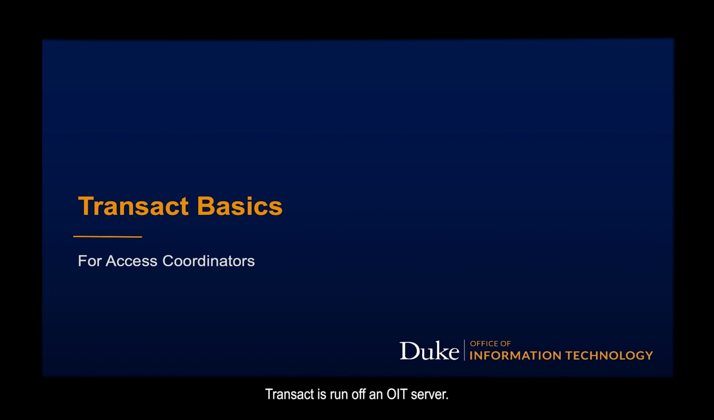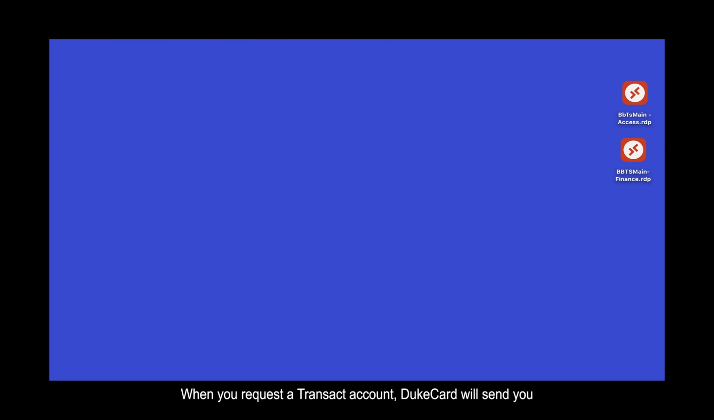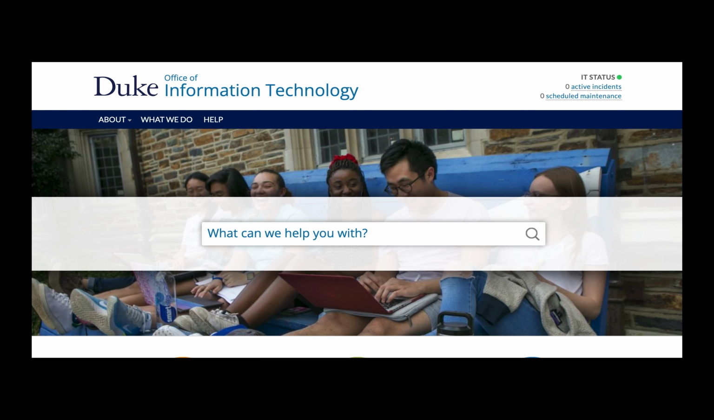Transact is run off an OIT server. You will need to use a remote desktop app to gain access to it. We recommend that you use Microsoft Remote Desktop. When you request a Transact account, DukeCard will send you a pre-configured RDP file which you will save to your desktop. You will also receive an email with login instructions.